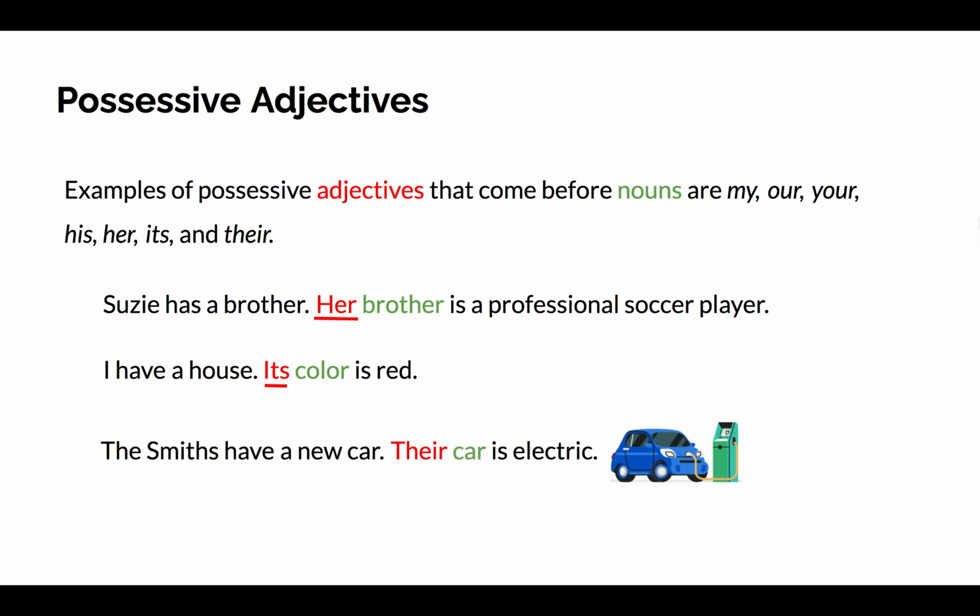The Smiths have a new car. Their car is electric. The possessive adjective in this example is their. We see that their refers to the Smiths and that the electric car belongs to the Smiths.